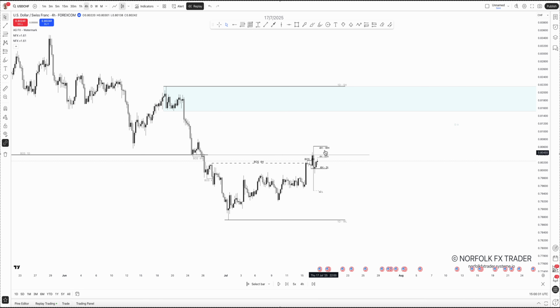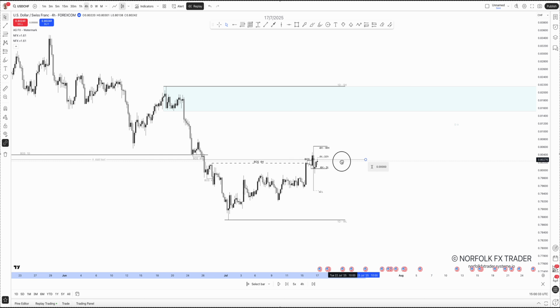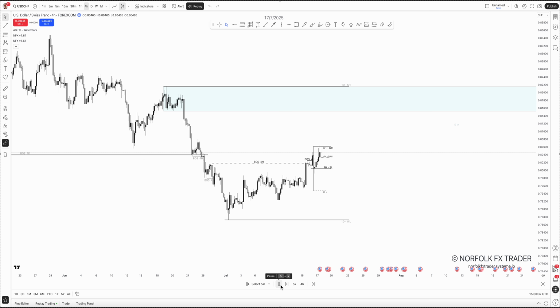So now we're looking for that continuation to this area. So let me just get rid of this. Let's continue to the upside. So we can see the market's run for this previous high, and now potentially we're shifting structure back bearish. And we shift back bearish.